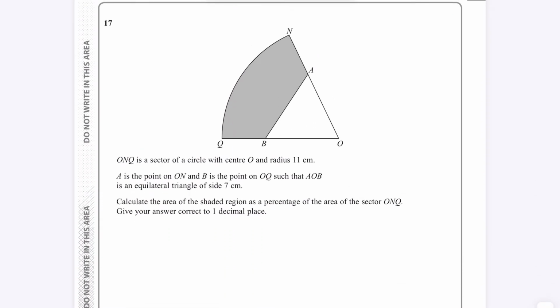17. OPQ is the sector of a circle with centre O and a radius of 11. Okay, cool, so the radius is 11. So we know that this total distance is 11 centimeters. A is a point on OP and B is a point on OQ such that AOB is an equilateral triangle. So again, if you think back to equilateral triangles, straight away we know all angles are going to be 60, 60, and 60, and the sides are, of course, equal, so it'll be 7, 7, 7.